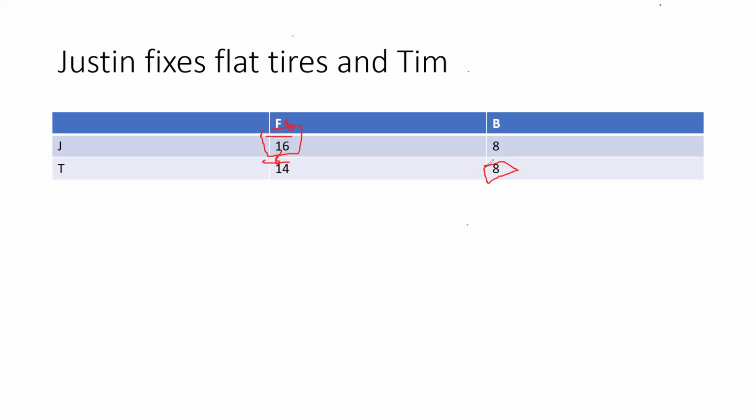Question: what would have made this an input question? What's the main difference between input and output? If instead of how many flats and brakes Justin fixes, it would be how many hours does it take Justin to fix a flat and a brake? Okay. All right. Thank you. And I think we have one of them coming up.